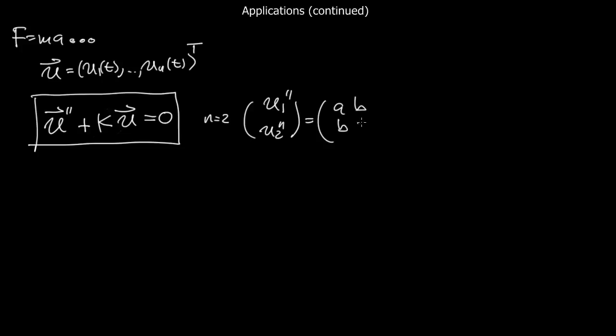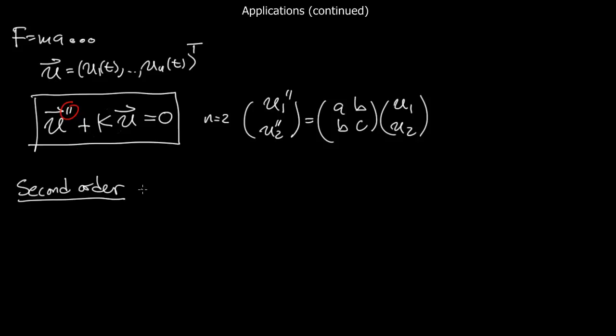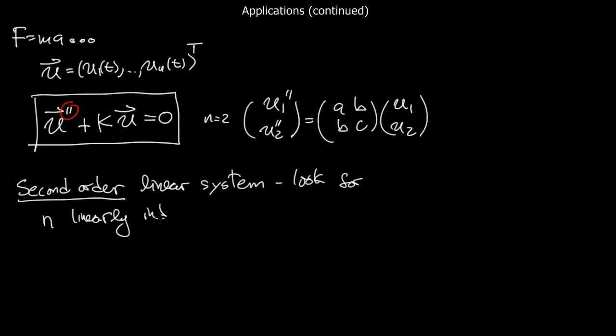So just to be completely concrete, if n was equal to 2, I'd be talking about this 2 by 2 system like this, where I've brought the K to the other side, if you wish. So this is a second order equation, second order because of this double prime, and it's linear. So as usual, we're going to be looking for a number of linearly independent solutions, so that the general solution is a combination of those.